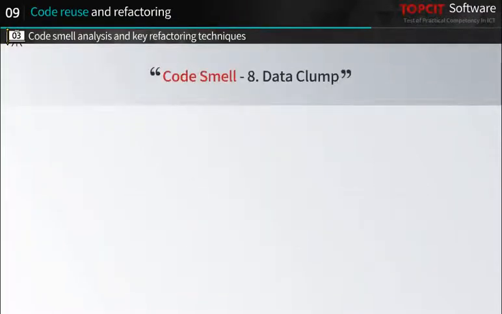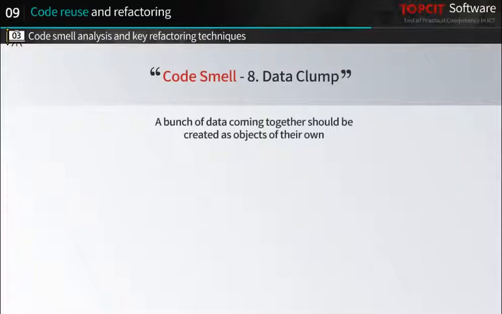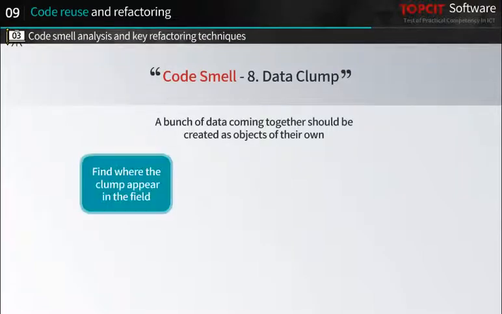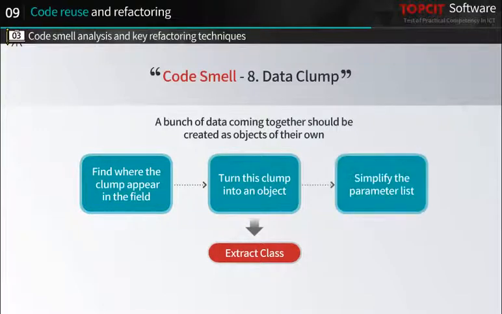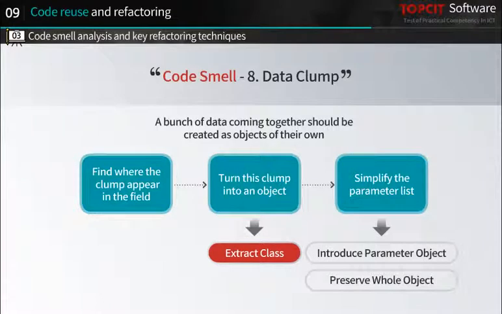Eighth, it is a data clump. A bunch of data coming together should be created as objects of their own. The first step is to find where the clump appears in the field. Use the extract class for these fields to turn this clump into an object. Then you can simply turn it into a method signature and use the introduce parameter object or the preserve whole object to simplify the parameter list.